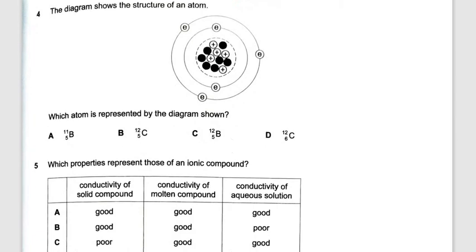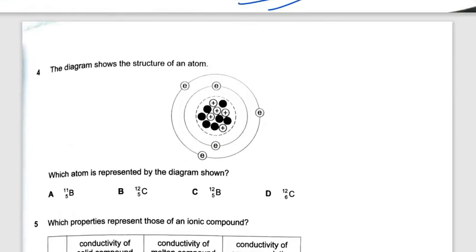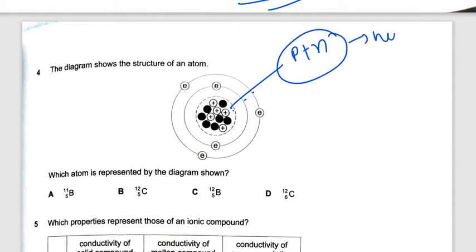Now let's see question number 4. The diagram shows the structure of an atom. This is the atom, with the outer electrons, and inside only 2 particles here. You have proton and neutron. Together they are called nucleons, which give the mass number. Now when you write the symbol, here you write the atomic number, and here you write the mass number. Atomic number is equal to proton number. How many protons are there? 1, 2, 3, 4, 5.